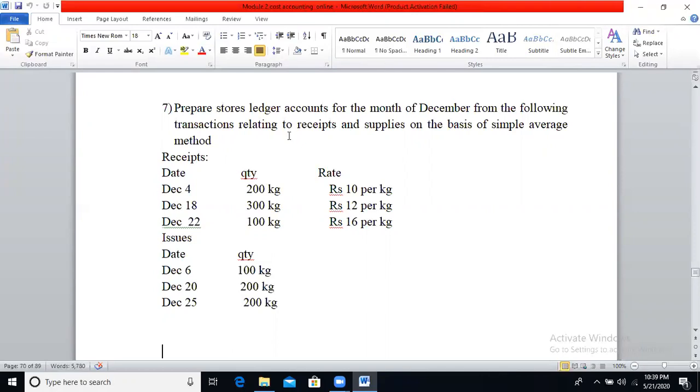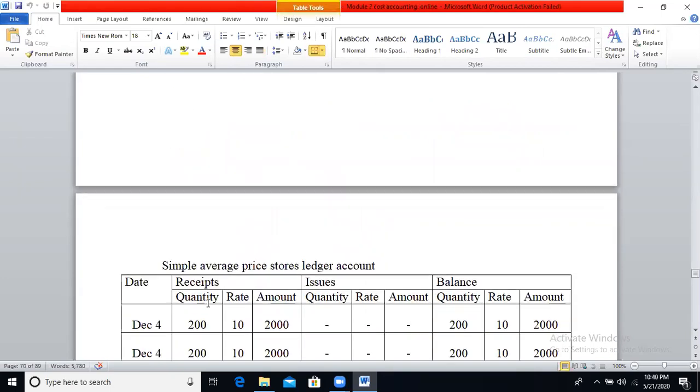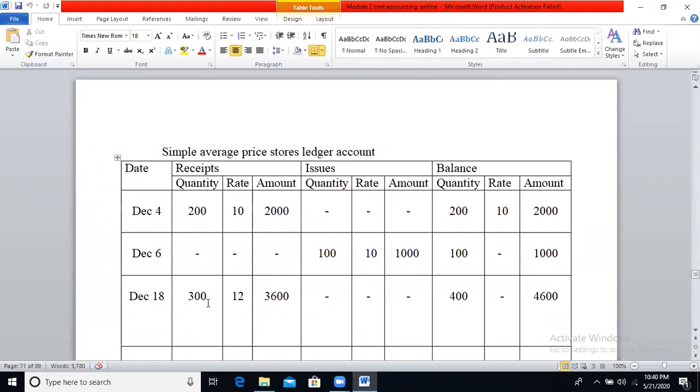So first, let's see whether the dates are in arranged form. First, arrange the dates. First is December 4th receipts, December 6th issue, December 18th receipts, December 20th issue, December 22nd receipt, December 25th issue. So simple average price stores ledger account. The format will be date, receipts, issues and the balance.